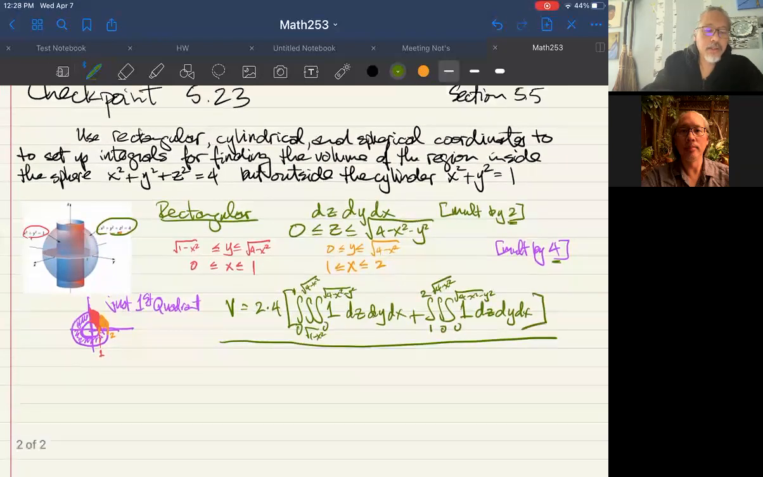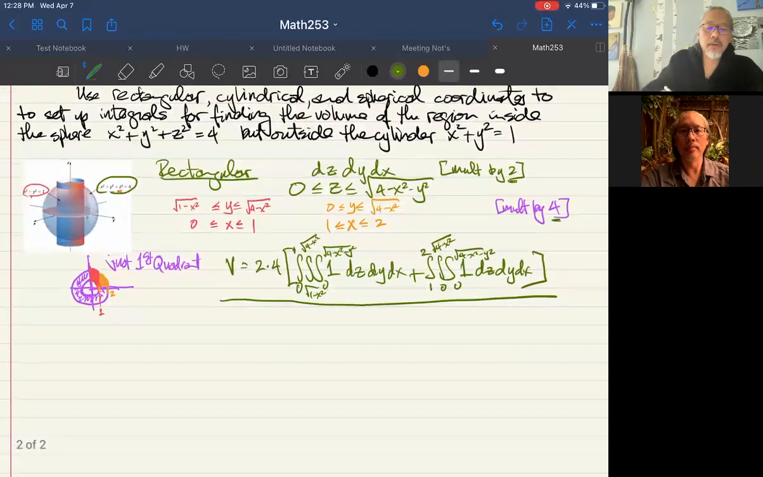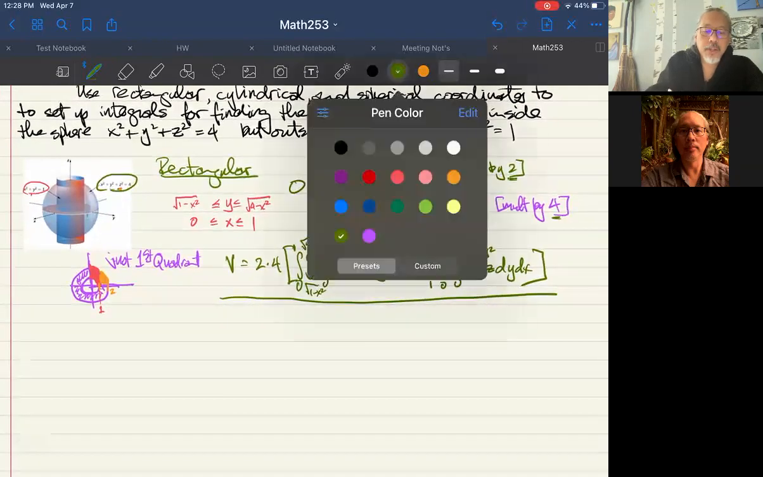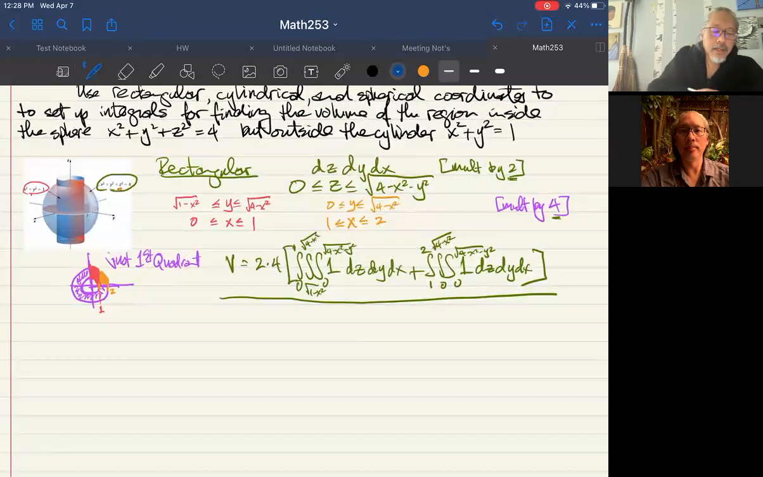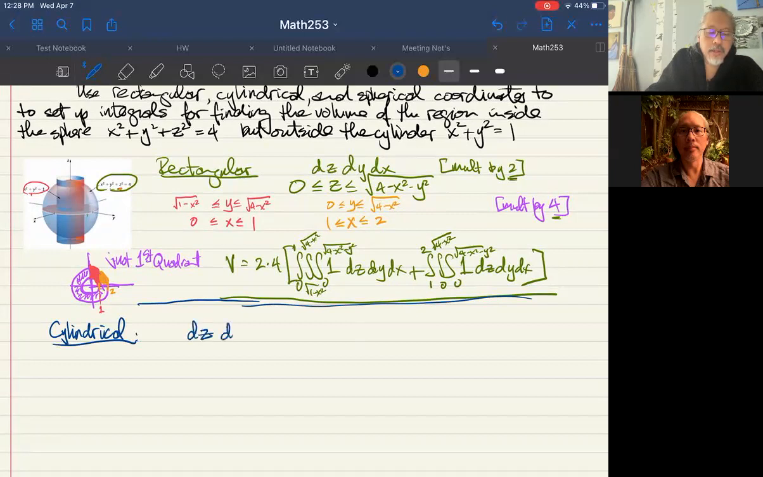Okay, now let's move to doing this in cylindrical coordinates. And like I had mentioned, cylindrical coordinates is probably the best way to do this volume. So cylindrical. And for cylindrical coordinates, we're going to go dz and then dr d theta. It's usually, again, the best way to express your cylindrical coordinates limits.